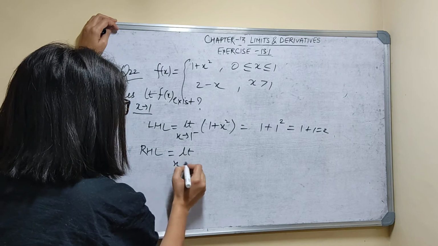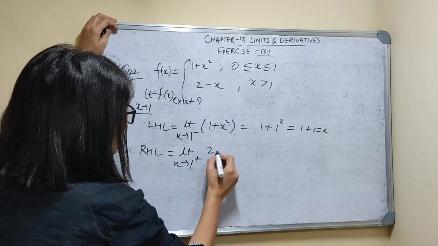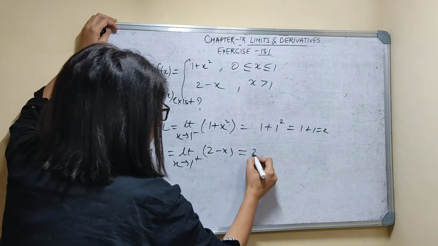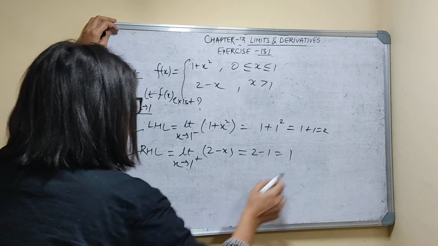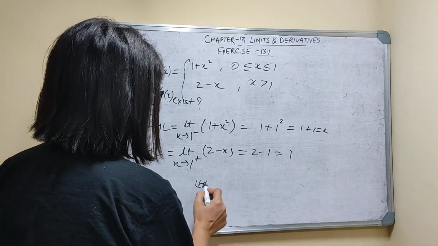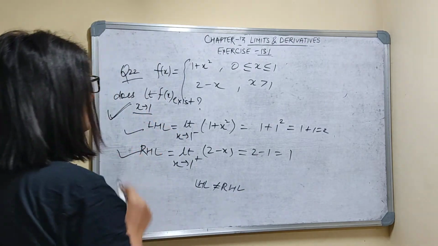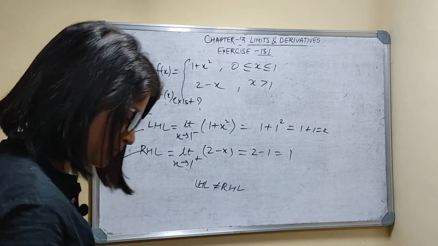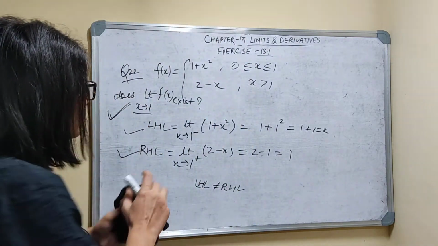Right hand limit is limit x tends to 1 plus. 1 plus means x is greater than 1, so I have to take this function, 2 minus x. So 2 minus 1 is 1. You can see the left hand limit and right hand limit, here it is 2, here it is 1, so it is not equal. LHL is not equal to RHL. So I can say this limit does not exist. Is it clear? Okay. Now second part.